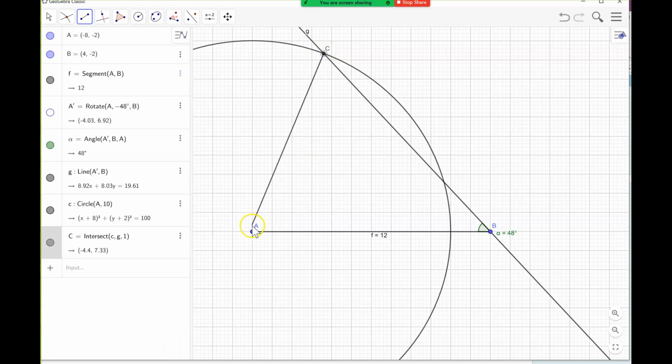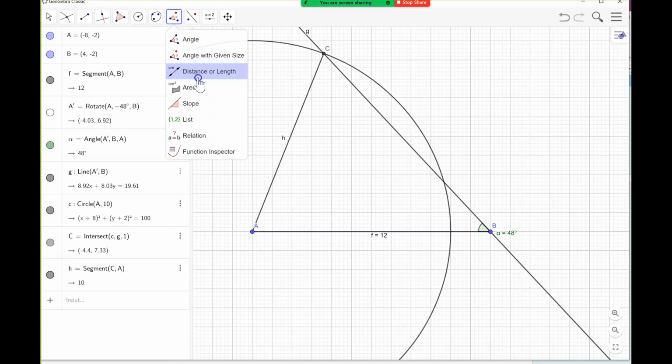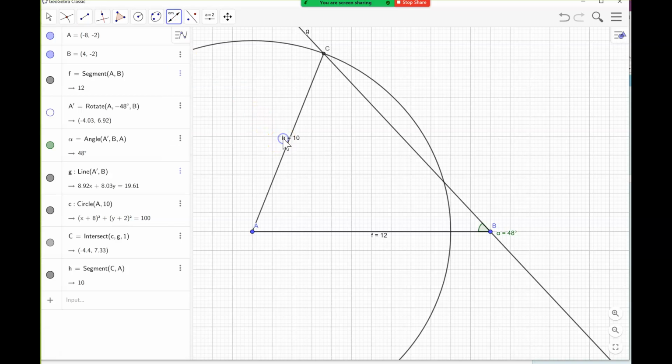So if I make the triangle ABC, I have a triangle who has side length 10, 12, and then a 48-degree angle, right?